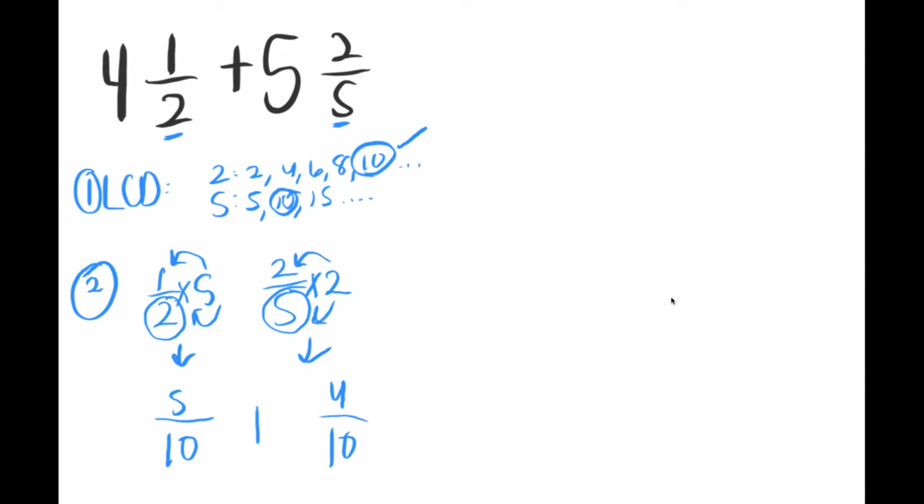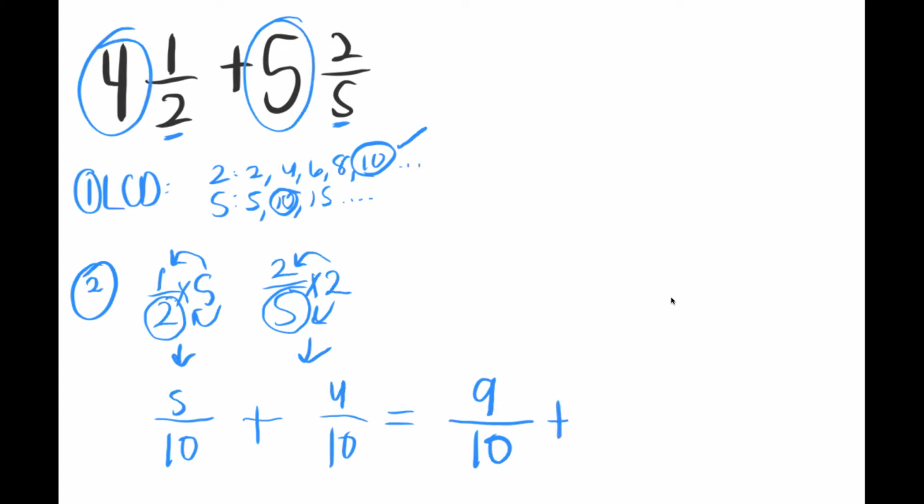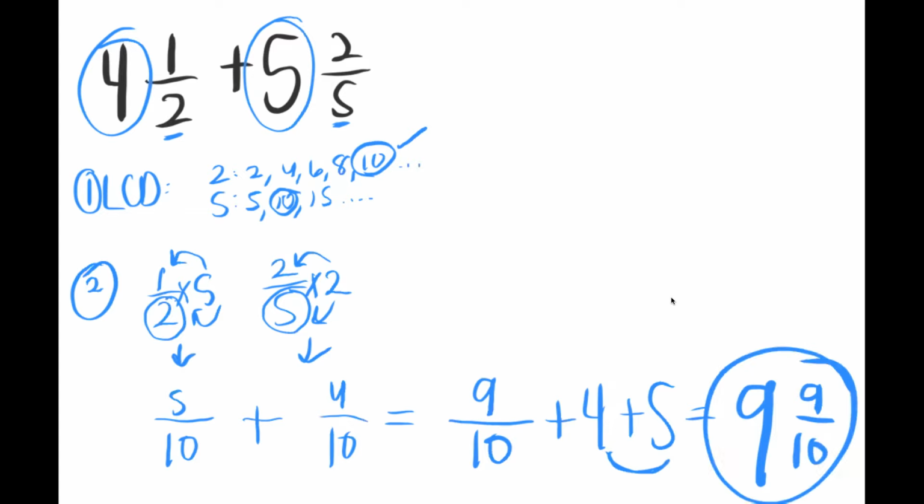Remember, we can ignore the whole numbers for now, and we can add them at the end, just in case we get a mixed number. So here, remember, we add our numerators. 5 plus 4 is 9. Our denominators stay the same. And then we look back at our original problem, and we add our whole numbers to the answer. So we would get a 9 as your whole number. 4 plus 5 is 9. And then the fraction, 9/10. Since 9/10 doesn't simplify, that's your answer.